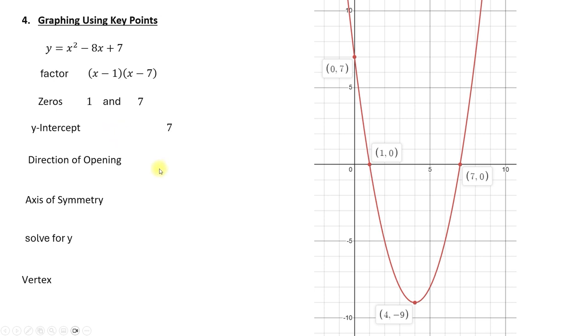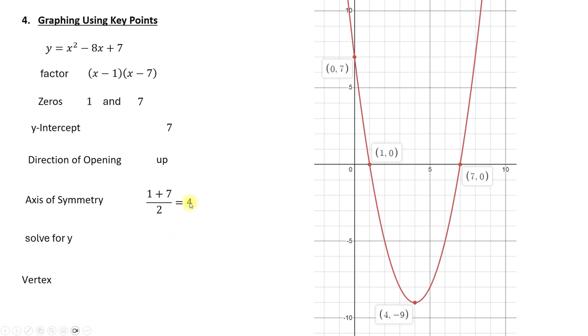Our direction of opening, because the coefficient of x squared is positive, is up. Our axis of symmetry is our x-intercepts added together divided by 2. So our axis of symmetry is 4. This axis of symmetry of 4 is also the x value for our vertex.